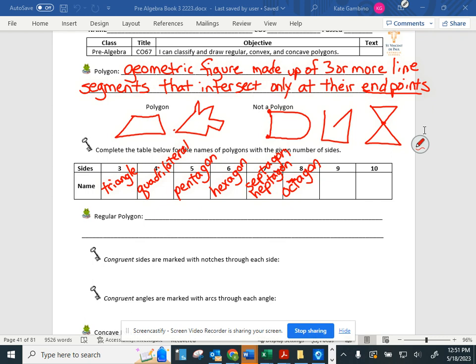What show did you watch? Octagon. Oh, my kids watched that, yeah. Nine-sided. What is it?